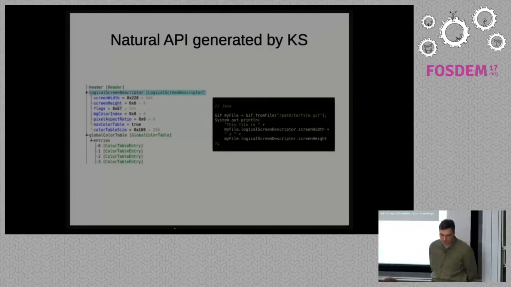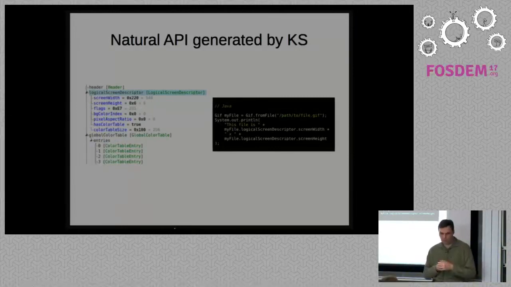So how does it look? The natural API generated by Kaitai Struct looks something like that. Here we have a demonstration of a GIF file loaded. Generally, the Kaitai Struct file declares a tree of objects. Here, for example, we have the header, the logical screen descriptor, global color table, etc. And generally, it boils down to traversing this tree of objects from some start.